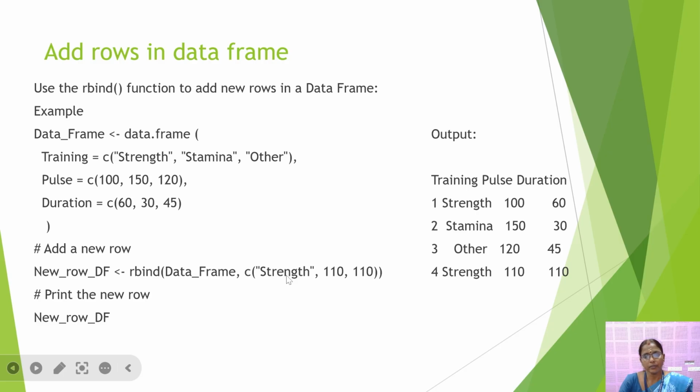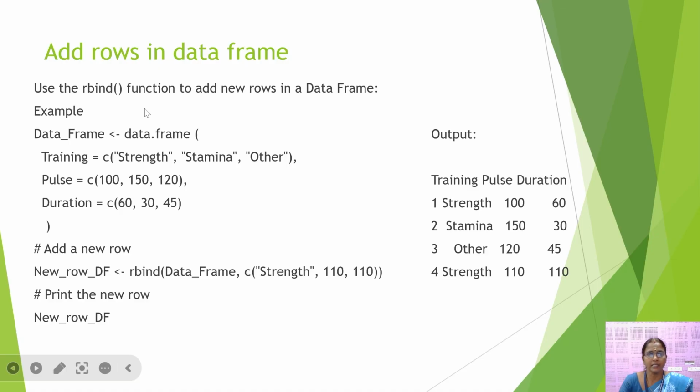Strength 110 and then 110. After that you have to print the command. It will display the initial data frame, which has three rows only. Then the newly added row is displayed like this, strength 110, 110.